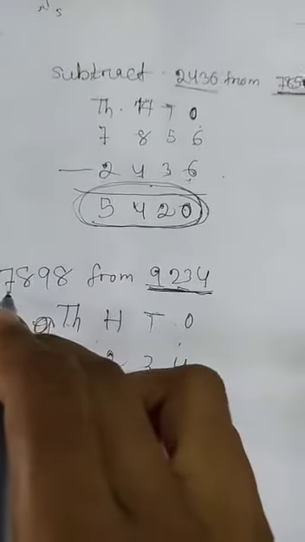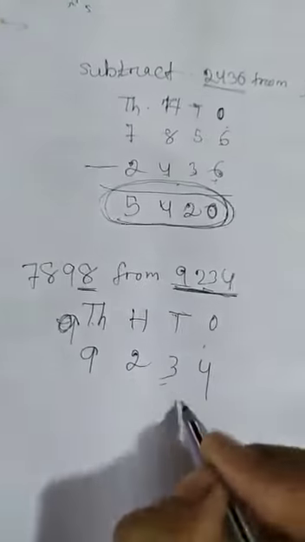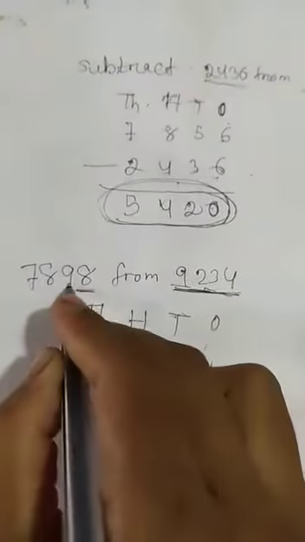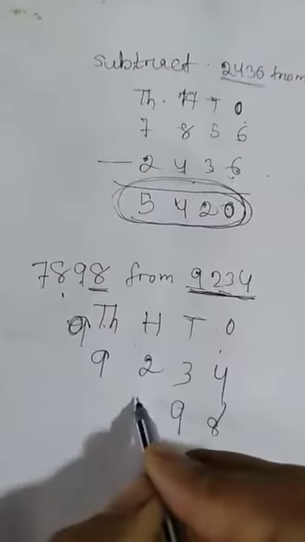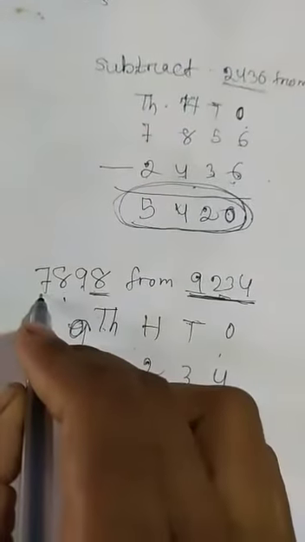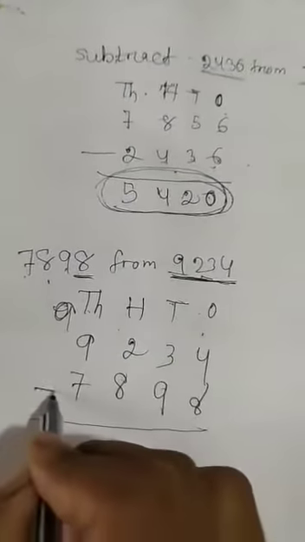Next, 7,898. First we write 8 ones in the ones place. Then 9 tens, we write 9 in the tens place. 8 hundreds, we write in the hundreds place. And 7 thousands, we write 7 in the thousands place. Next, we subtract them like this.